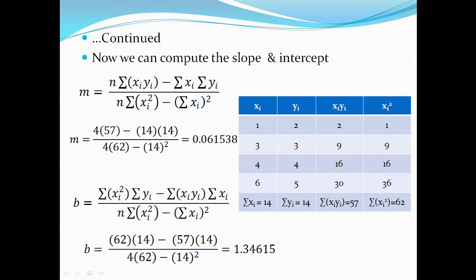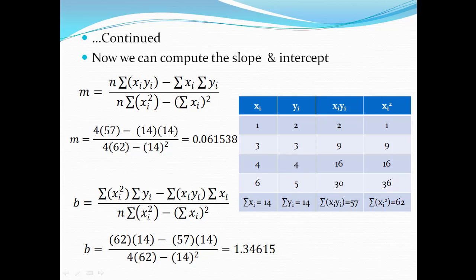These are the original equations I showed you, and all we're doing is plugging in the numbers that we already have calculated. So the number of points is 4. So that's why they have 4 at the beginning. Now you take the sum of x and y, which you have, that's 57 minus 14 times 14, divided by 4 times 62 minus 14 squared. You notice that that gives you 0.061538.